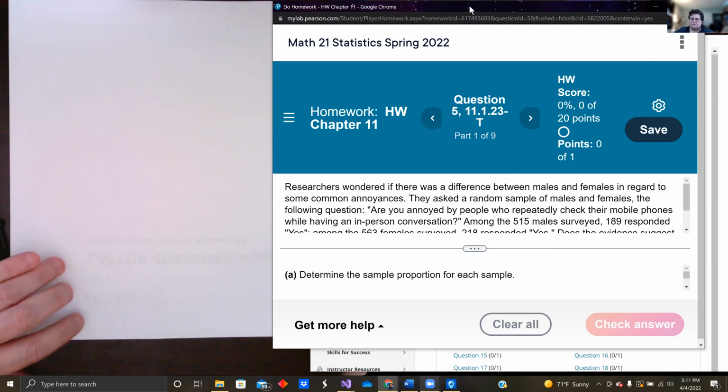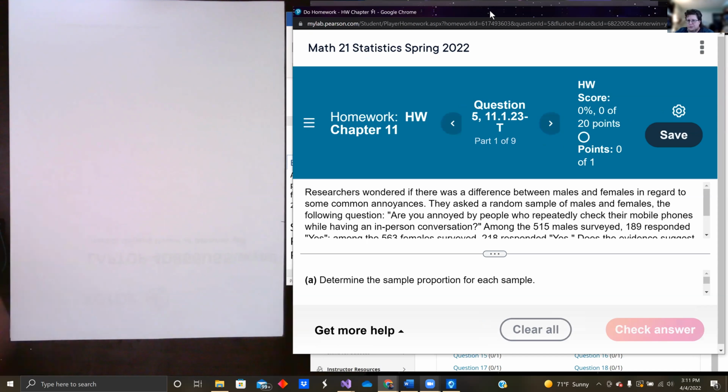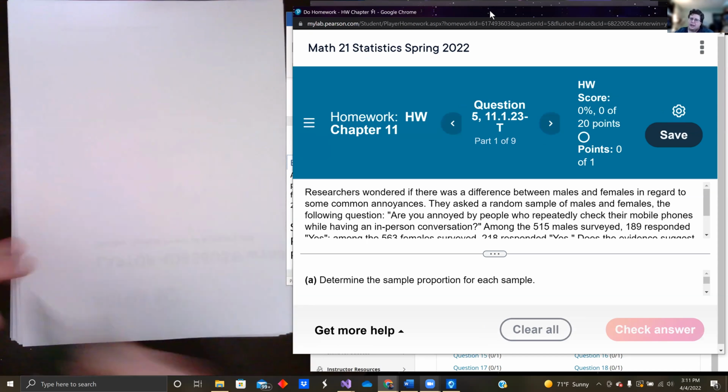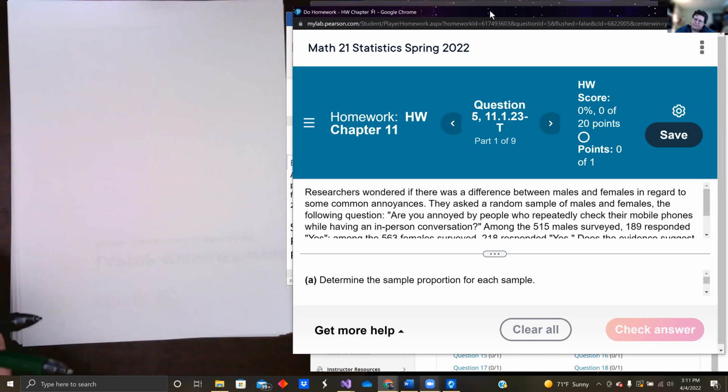So researchers wondered if there's a difference between males and females in regard to some common annoyances. They asked a random sample of males and females the following question: Are you annoyed by people who repeatedly check their mobile phones while having an in-person conversation? Does that bother you guys? You're sitting there talking to someone face to face and they're checking their phone, ignoring you.